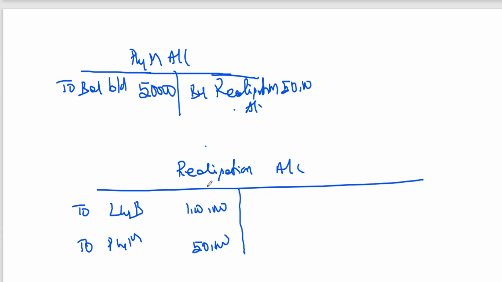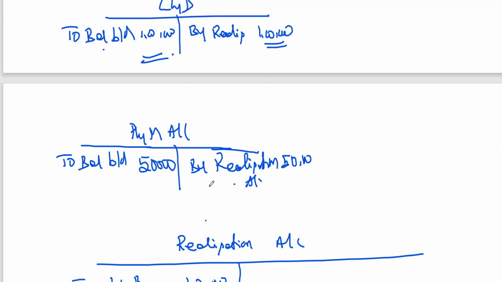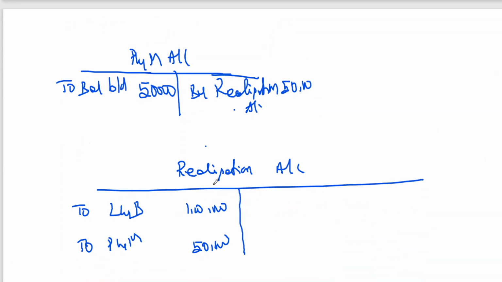Now, when you sell the asset, since the asset account has been closed, because all assets have been clubbed to a particular account called realization account. Why have they been clubbed to the realization account? So that we can easily find out the profit or loss on realization of sale of assets and payment of liabilities. The liabilities part I'll add later on. I'm just trying to give you the reason why this account is being opened, the advantage.